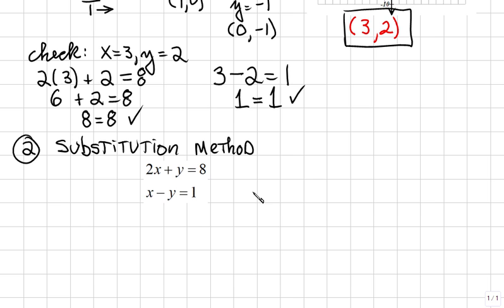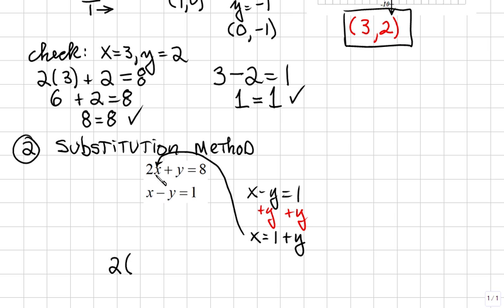So if we have x minus y is equal to 1, to solve for x, we'll add y to both sides. This equation will become x equals 1 plus y. Next, we'll plug this into our first equation for x. This will become 2 times what x is, which is 1 plus y, plus another y is equal to 8. We now have one equation with one variable.